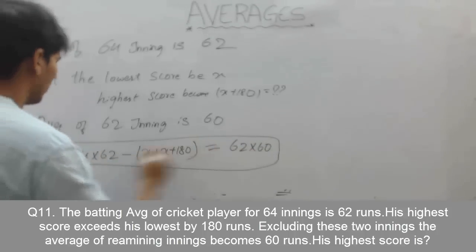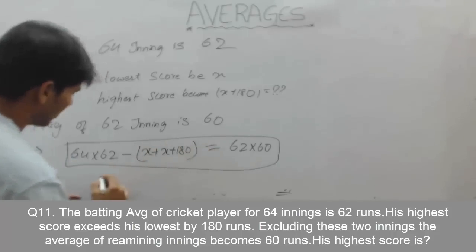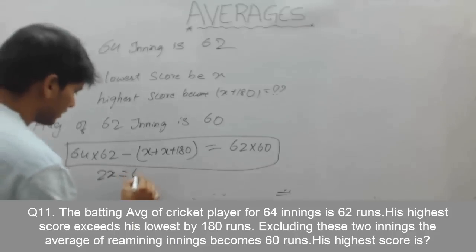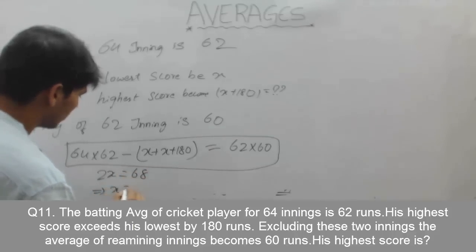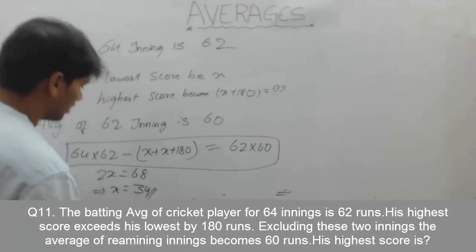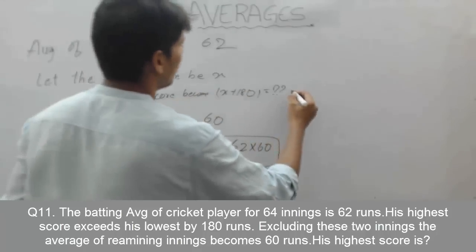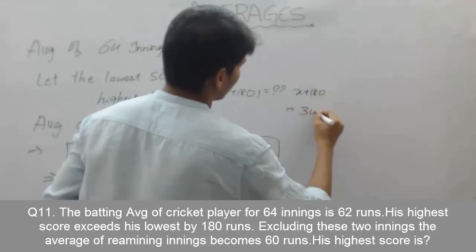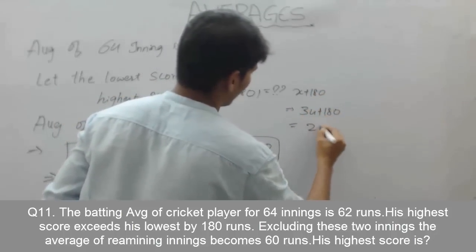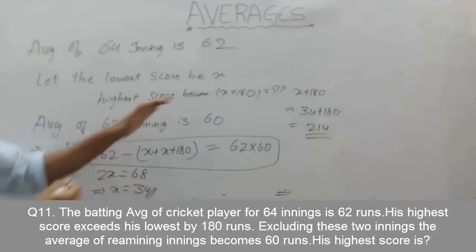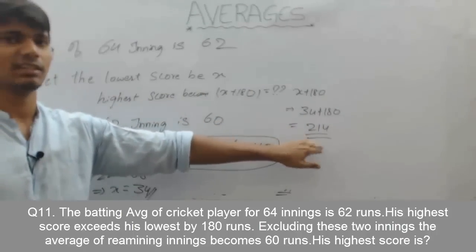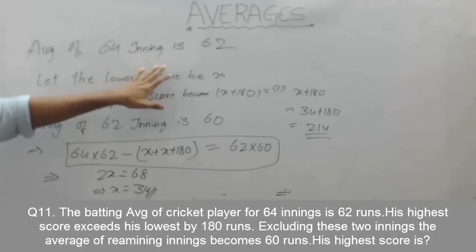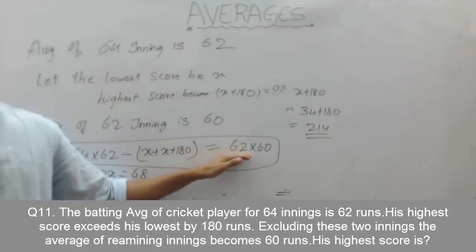Now if you are going to solve this, you are going to get an equation that 2x is equal to something like 68, then x is equal to 34. Then your total will be: highest score is equal to x plus 180, that is equal to 34 plus 180, which is equal to 214. That is your answer. The highest score of this person is 214. So this is a conventional method where you need to take some assumptions and take the total score equal to this one.